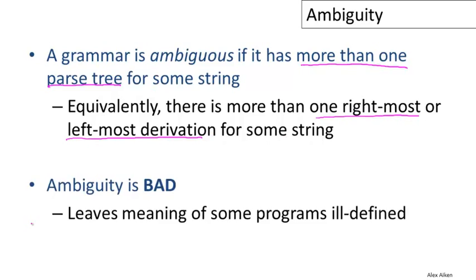Now, ambiguity is bad. If you have multiple parse trees for some program, then that essentially means that you're leaving it up to the compiler to pick which of those 2 possible interpretations of the program you want it to generate code for. And that's not a good idea. We don't like to have ambiguity in our programming languages and leave decisions about what the program means up to the compiler.